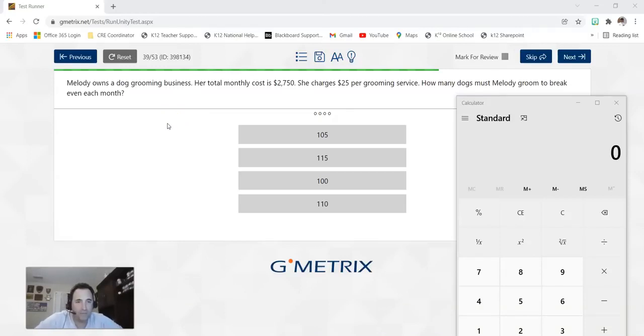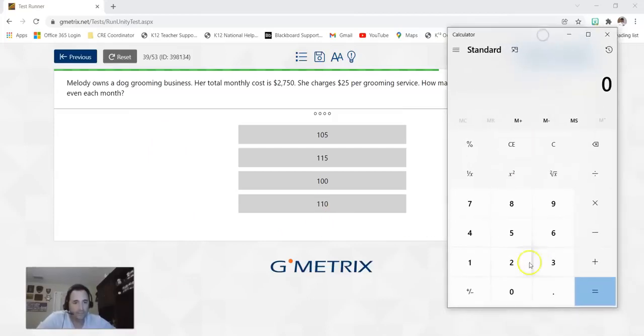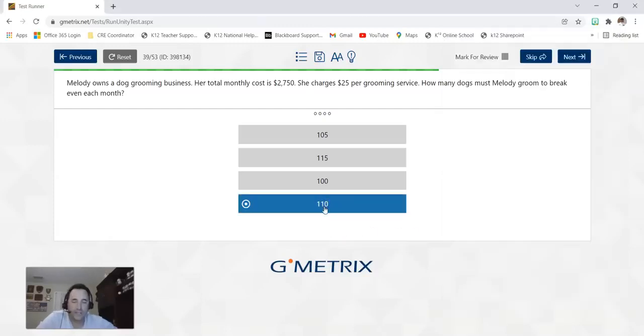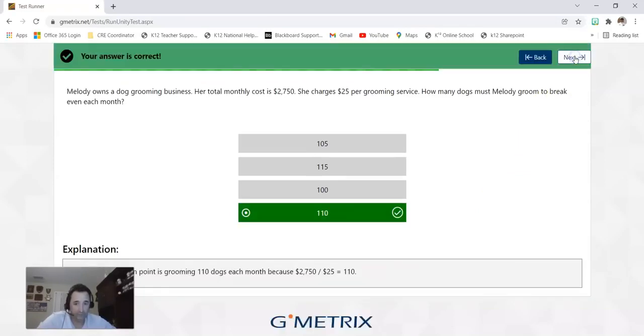How many dogs must she groom to equal $2,750 each month? So what we're going to do is divide $2,750 divided by $25, and that gives 110. So she must groom 110 dogs to break even before she can start making a profit.